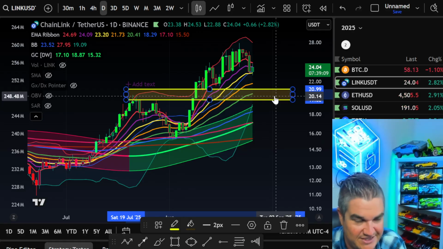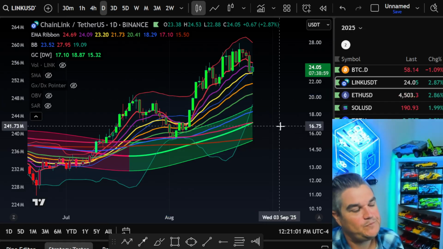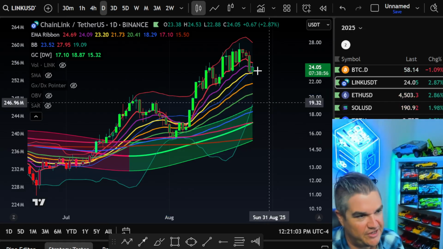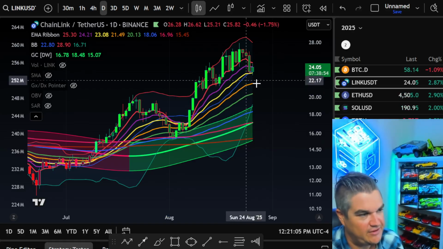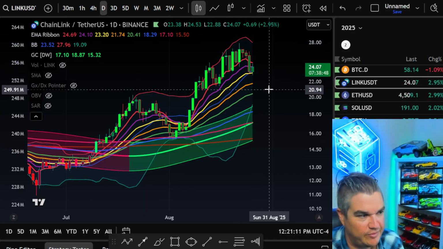And what else do we see there? The elusive $20 mark for Chainlink, right? That's seemingly been around for Chainlink's entire history for a lot of people. If you bought Chainlink under 20, you're rarely complaining. But $20 seems like the price if we move down and start to get a little bit more weak.